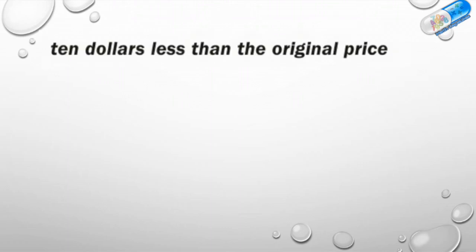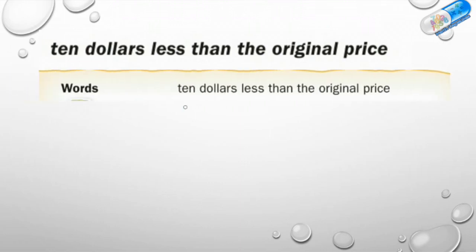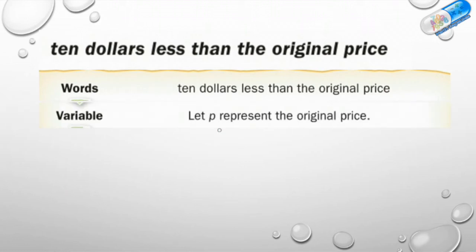Another example, $10 less than the original price. Okay, the first step is words. We write $10 less than the original price. The second step is we find the variable. So let P, for example, represent the original price. The original price, which is unknown, I write as P. And then the last step is the expression.